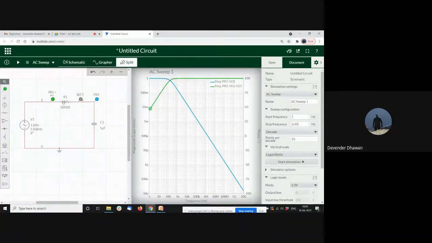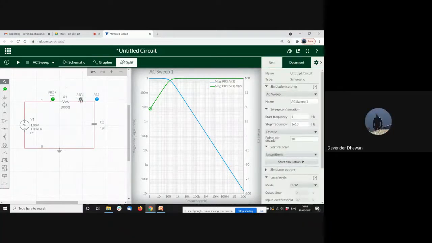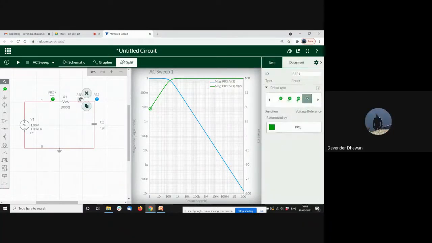So we can do it that way also if you want. Here, what is the value of reference voltage? Reference voltage is just a reference term. It doesn't have any value. Reference voltage is just for our reference.